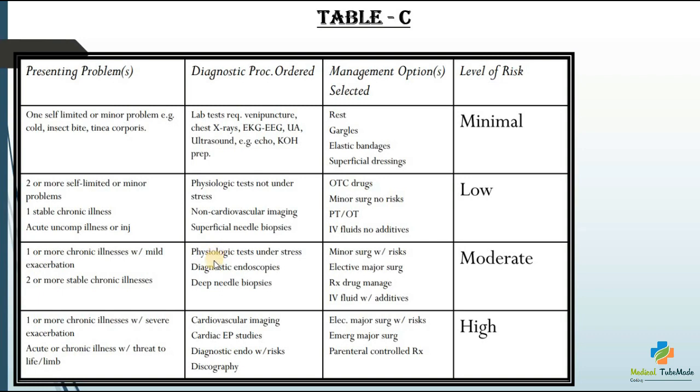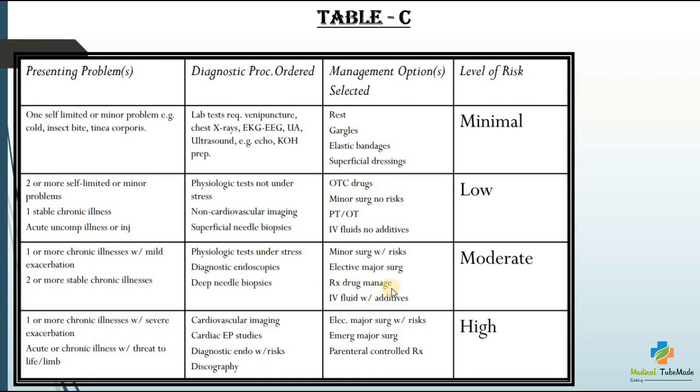In case of diagnostic, physiologic test under stress, diagnostic endoscopy, deep needle biopsy. In case of low, superficial needle biopsy. In case of moderate, deep needle biopsy. And in the management section, you can see minor surgery with risk factor. In case of low, no risk factor. In case of moderate, minor surgery with risk factor. And then elective major surgery. Okay, the surgery itself having major risk. Okay, then RX drugs management and IV fluid with additives.